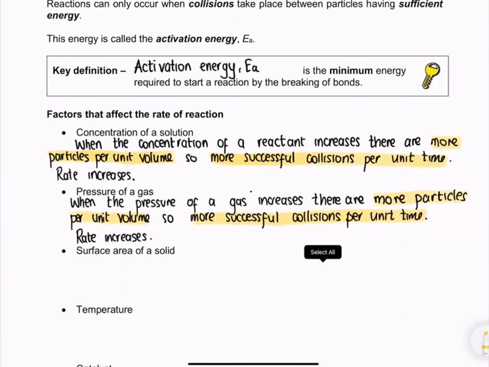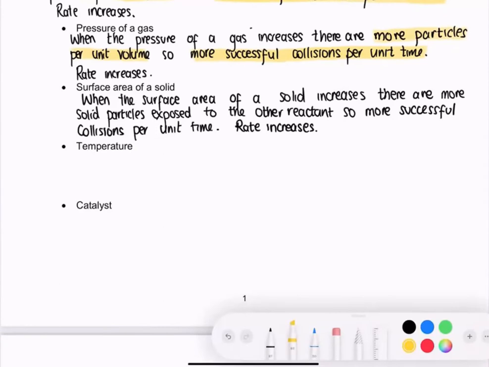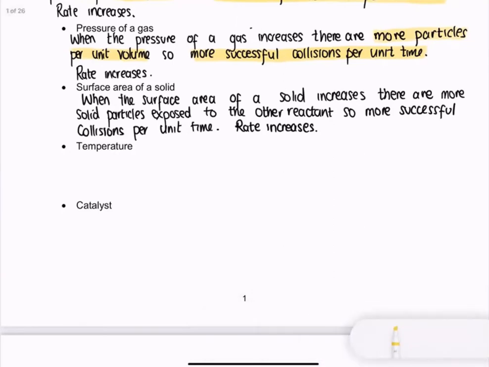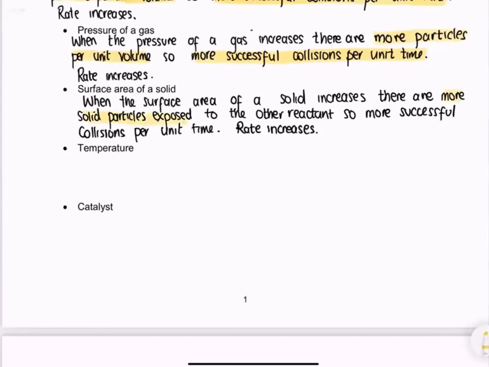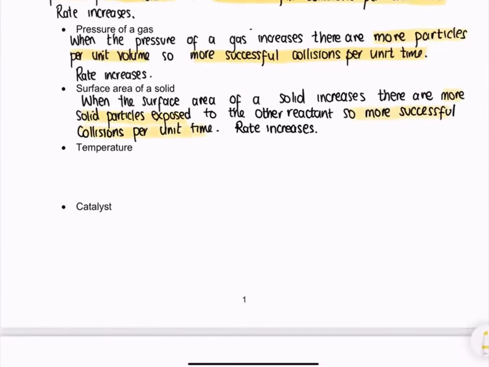Okay, so pause the video again and see if you can write about surface area. So here we go. Just be a little bit careful on this one. There aren't more particles per unit volume. There's the exact same number of particles now, but what we do have is more solid particles exposed with an increase in surface area, so there are more successful collisions per unit time. A measure of rate is a measure of those collisions, the frequency of those successful collisions.